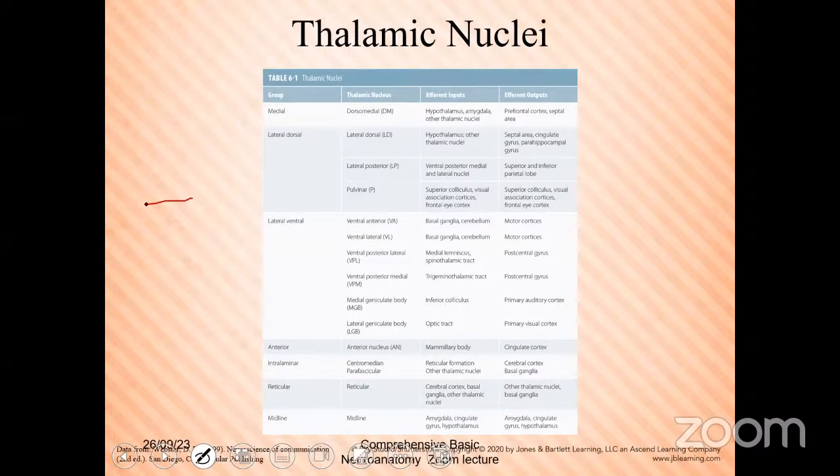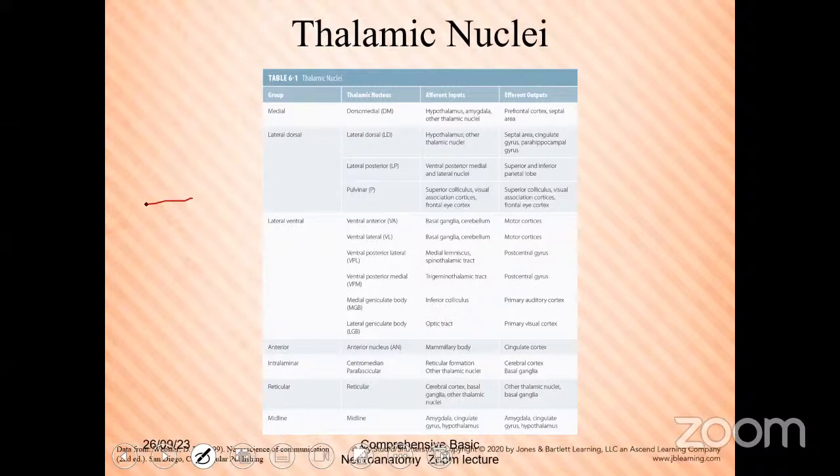The lateral ventral group: ventral anterior, basal ganglia and cerebellum, motor cortices; ventral lateral, basal ganglia and cerebellum, motor cortices; ventral posterior lateral, medial lemniscus. So really, this is a very important part of the brain. Ventral posterior medial is the trigeminal thalamic tract, and that goes to the post-central gyrus. Medial geniculate body, that is inferior colliculus, primary auditory cortex. So the lateral geniculate body is optic tract and primary visual cortex.